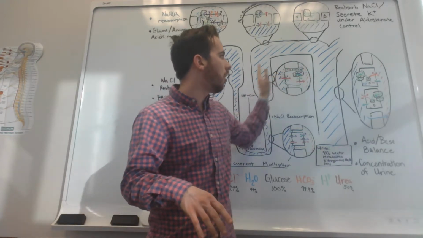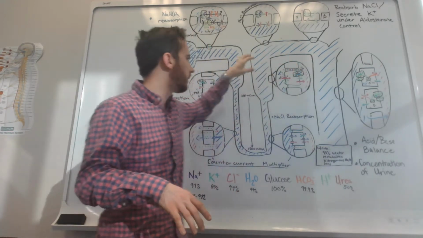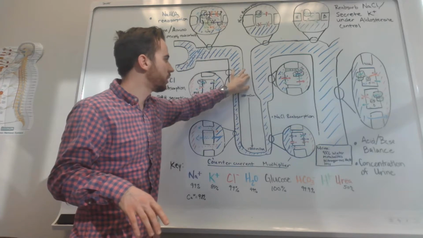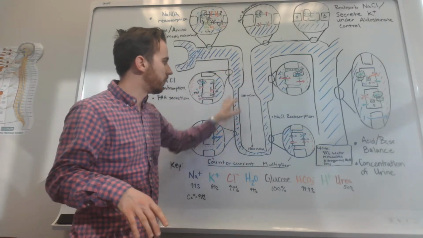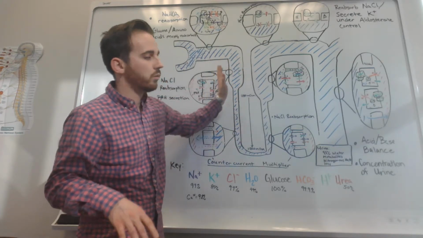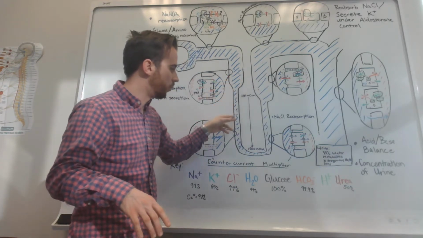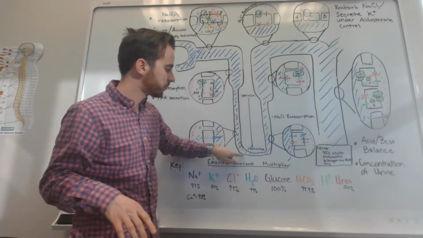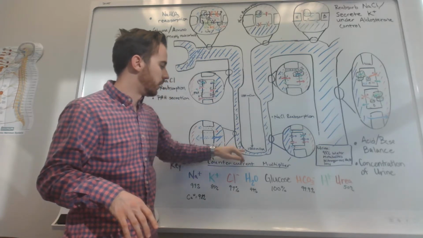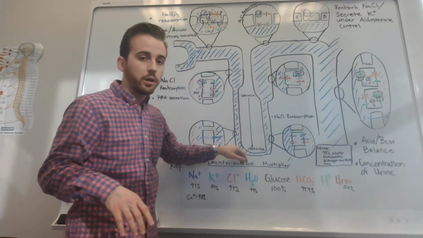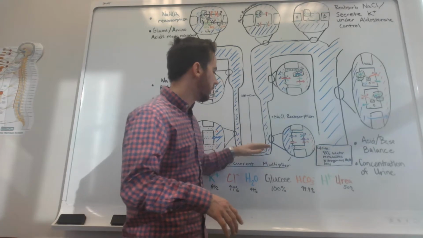By moving all of these solutes out into the interstitial space, it becomes much more concentrated than the inside of the tube, which promotes that water movement, creating more concentrated filtrate down in this part.